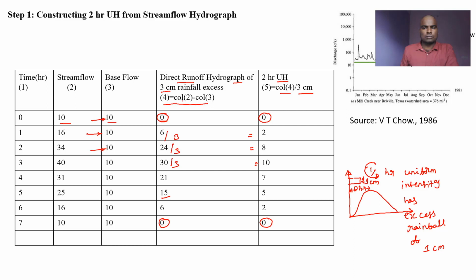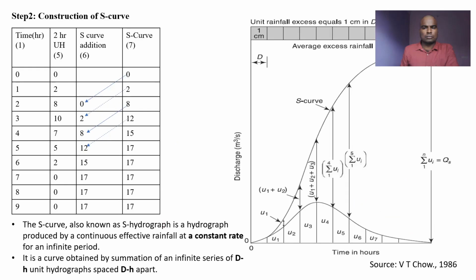In step 1, we have calculated the 2-hour unit hydrograph. What is step 2? Step 2 is to generate the S curve. Before generating it, let me mention what the S curve is. The S curve, also known as the S hydrograph, is a hydrograph produced by, please note down, continuous effective rainfall, nothing but excess rainfall, at a constant rate, maybe 1 by T hour or 1 by D hour, like that.